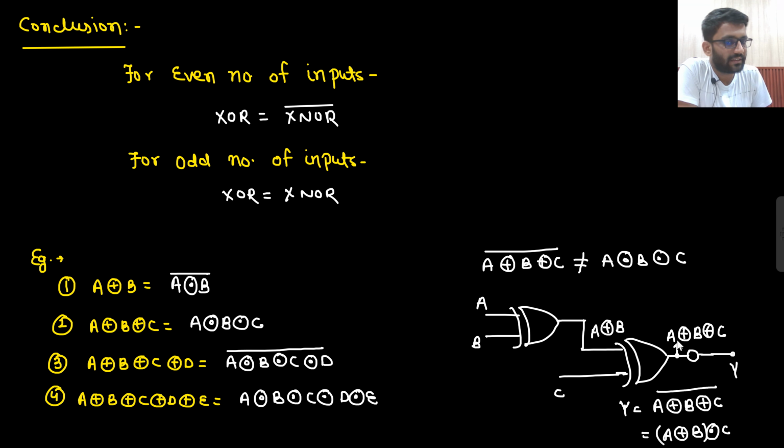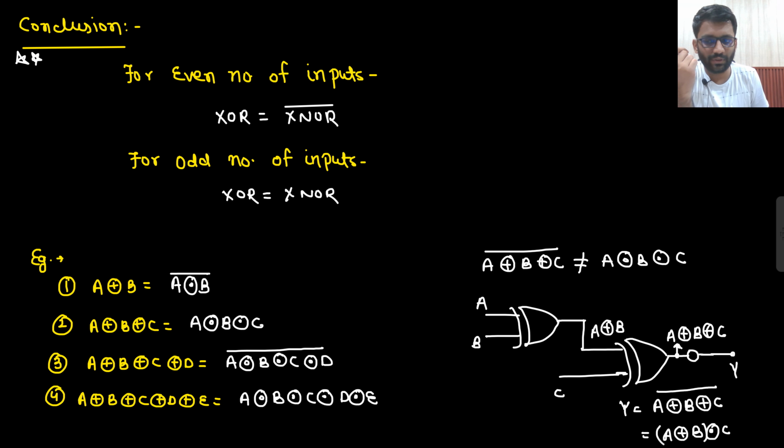But if I make this an XNOR gate, then it would be A XOR B XNOR C. So this is also a very interesting thing. What did you understand here? For an odd number of inputs, both are the same, but for an even number of inputs, both are bar of each other. This was a very interesting conclusion.